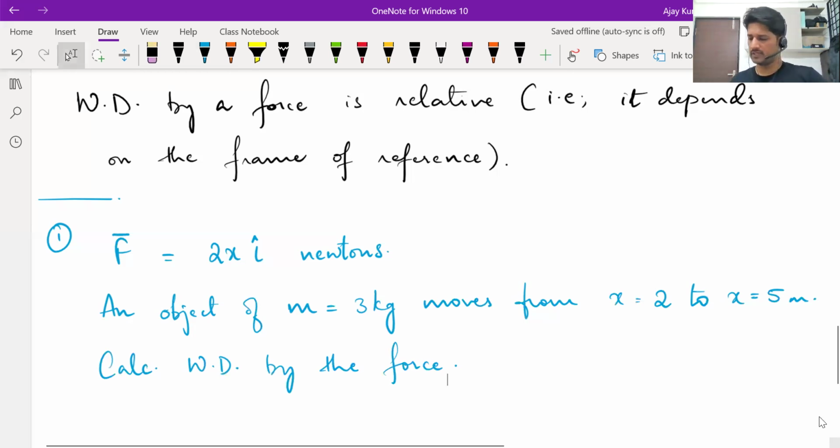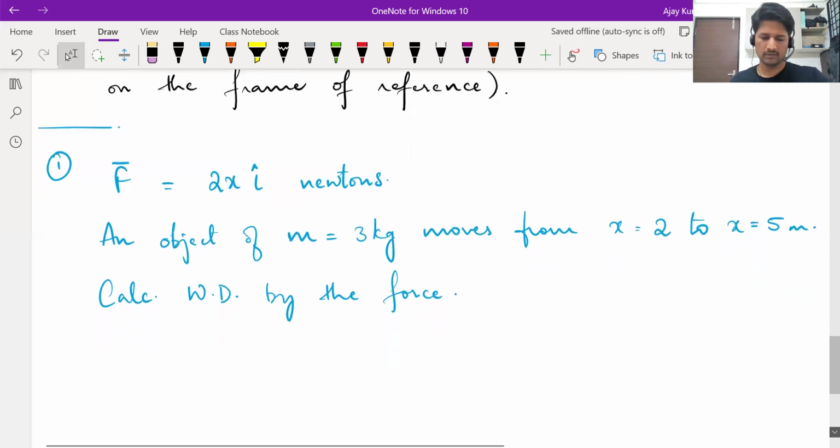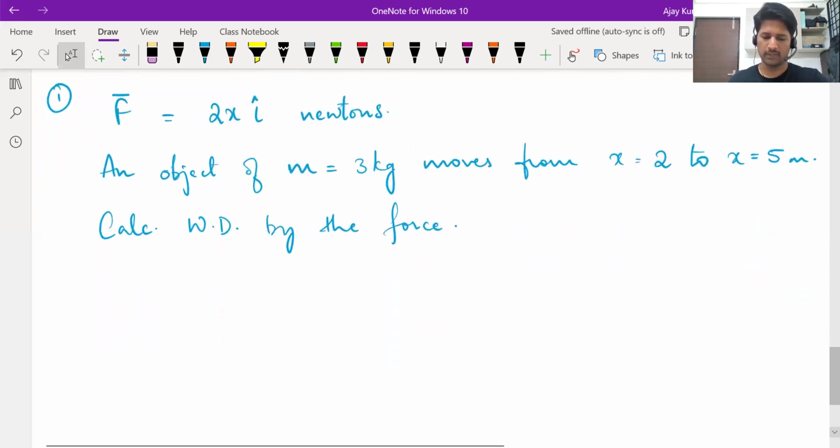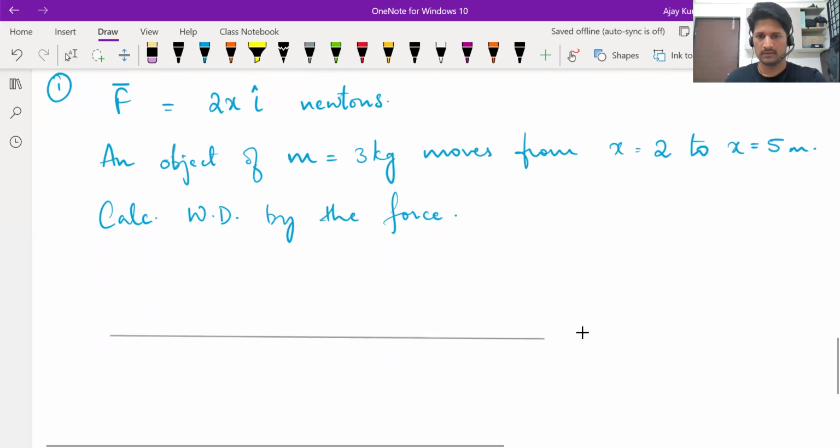Try this, all of you. It's a variable force. One of you quickly tell me the formula that you will use to calculate work done by a variable force. Vanilla, don't answer. Someone else tell me what is the formula for work done by a variable force. The integration of Fs cos theta.